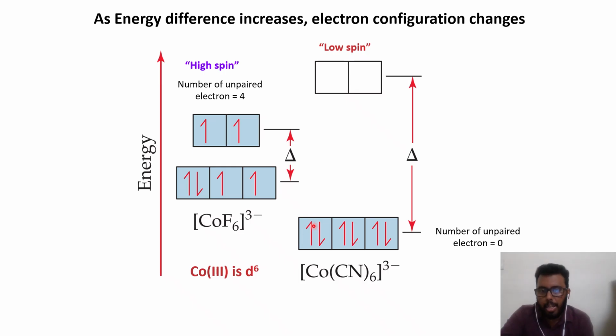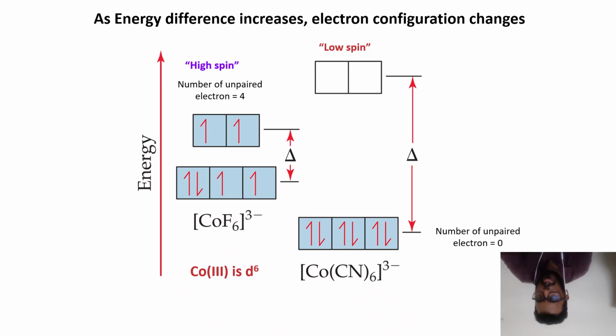So the first electron will occupy T2G1, second T2G2, third T2G3. Fourth, it will not jump to Eg1, it will go to T2G1, then fifth T2G2, sixth T2G3. Okay, we got it right. So how many unpaired electrons are there? 0. So this complex is not magnetic. This complex is magnetic. It has 4 unpaired electrons, so it is paramagnetic.